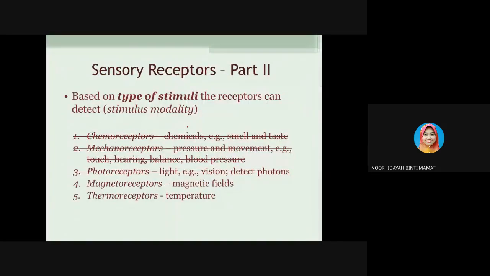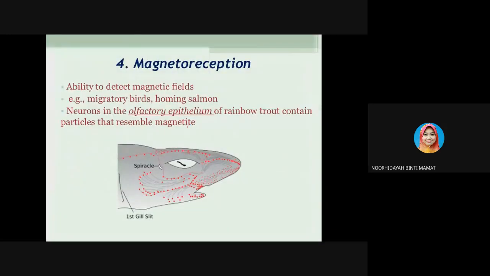Okay, so we are done with the photoreceptors. We move to the fourth type of stimuli, which is the magnetoreceptor. This is a very simple type of stimuli receptor. Magnetoreception is the ability to detect magnetic fields.